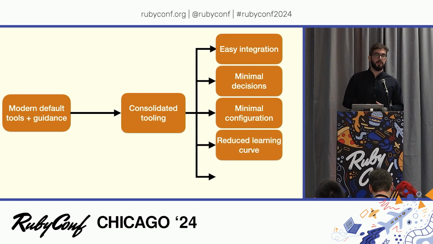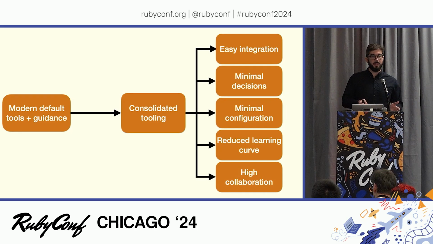You get a reduced learning curve as well, because the set of tools that you learn how to use in one Rust project is the same set of tools that you're going to be using on other Rust projects, so your knowledge transfers. And finally, you also get a very high collaboration environment. If one developer contributes a new feature to any Rust tool, then the entire community gets to benefit.